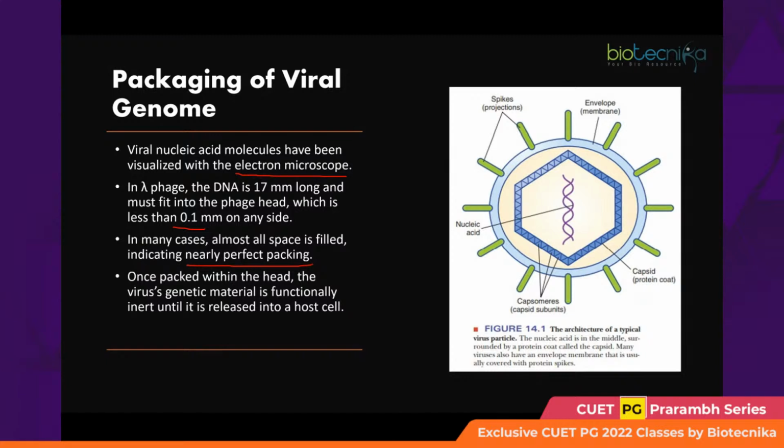Once packed within the head, the virus's genetic material is functionally inert until it is released into the host cell. That is the uniqueness of virus, right? It lies in the threshold of living and non-living: inside the host it is living because it is replicating, but outside the host it cannot replicate. The genetic material is encapsulated inside the capsid, inside the envelope, and it stays inert. But when it attaches to a host, it injects its genetic material inside the host cell, and this genetic material hijacks the host cell machinery and replicates.